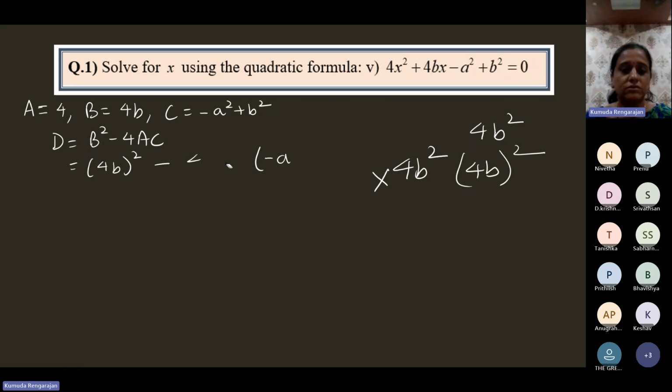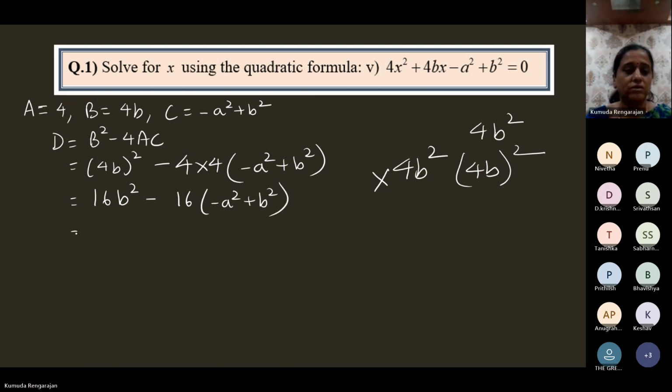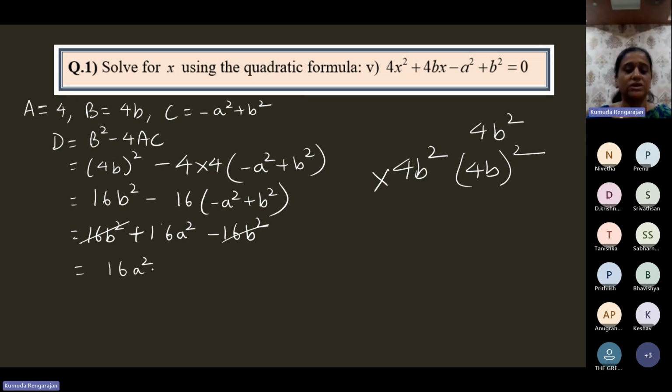4 into a into c minus a squared plus b squared. So this is 16 b squared minus 16 into minus a squared plus b squared. So 16b squared plus 16a squared minus 16b squared. The 16b squared cancels. So d is equal to 16a squared, which is a perfect square.